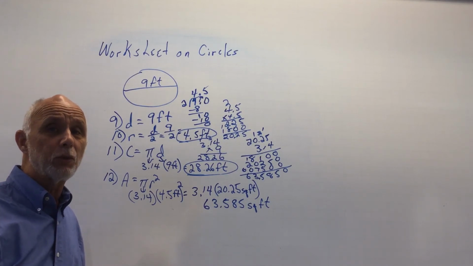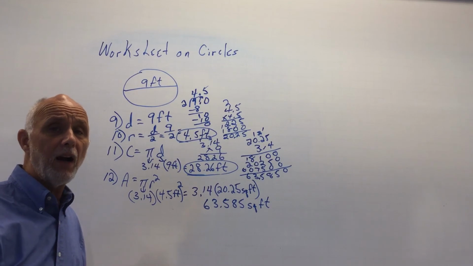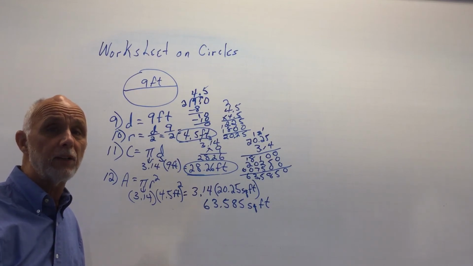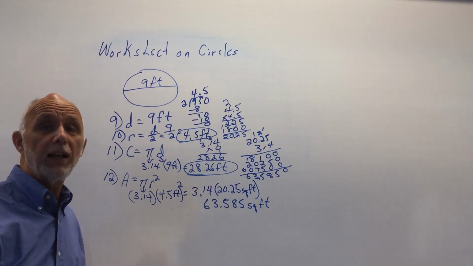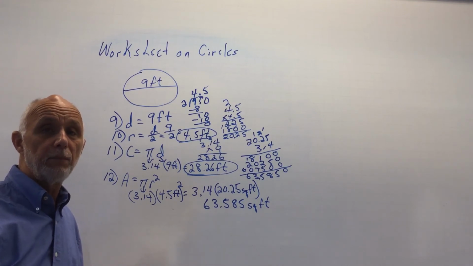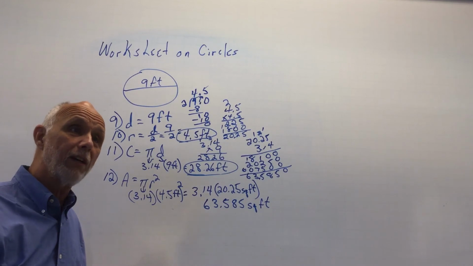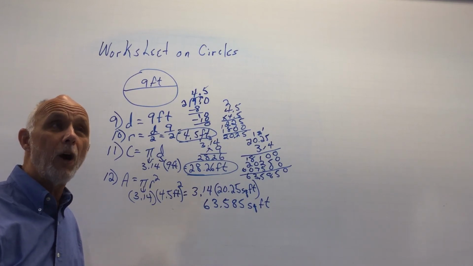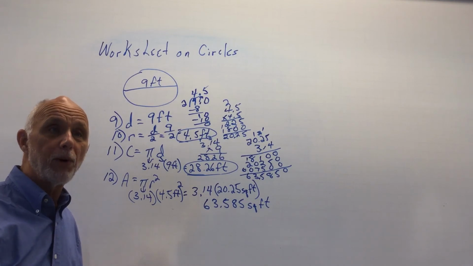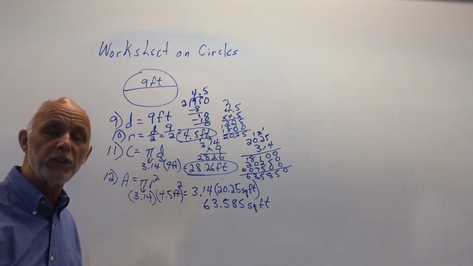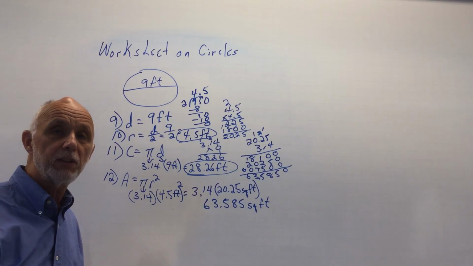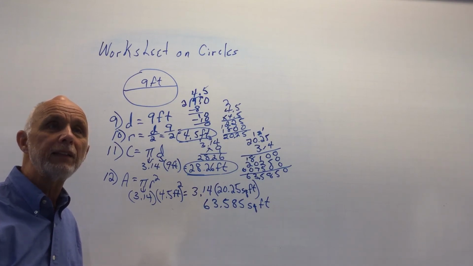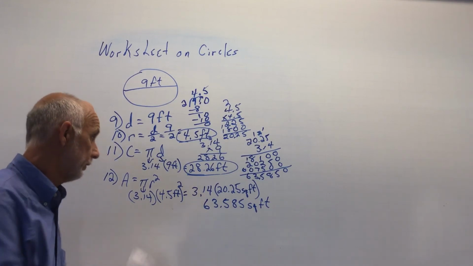By the way, the next quiz you take, all right, you'll have perimeter and area of rectangles, squares, triangles, trapezoids, parallelograms, and you'll have circumference of circles and area of circles. In all those cases, remember, perimeter and circumference are straight measurements. Area is always square measurements.